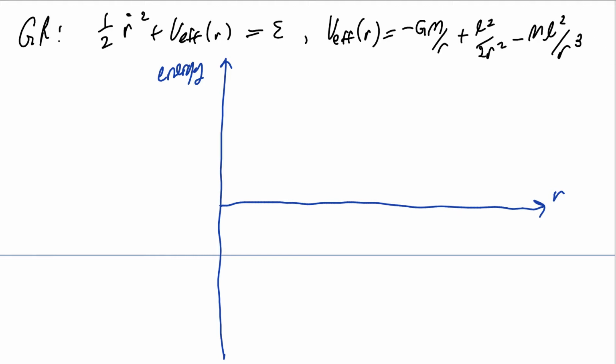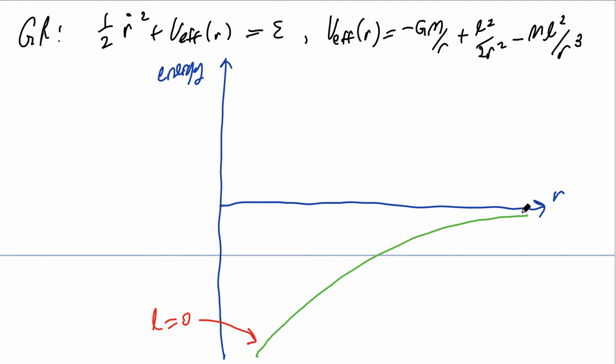If the angular momentum is 0, if L is equal to 0, then it's just a minus Gm over R potential. So it just looks like this. So this is the case L equals 0. If L is non-zero, what happens is the following. For large R, these two terms are both very small, so the potential again looks just like it does for zero angular momentum.